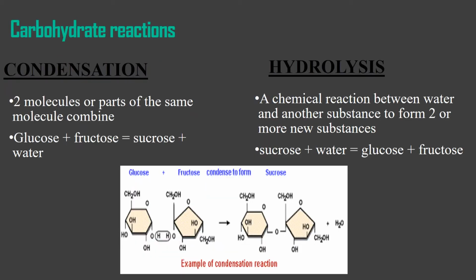There are 2 types of carbohydrate reactions. The first one is condensation, the second one is hydrolysis. Condensation is a reaction in which 2 molecules combine. For example, glucose and fructose result in sucrose and water.